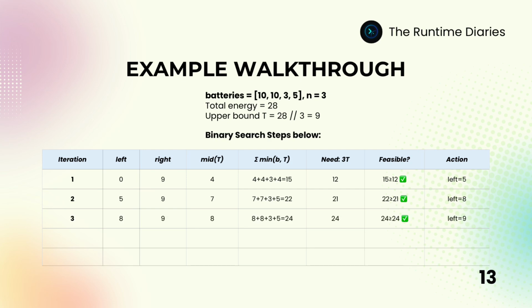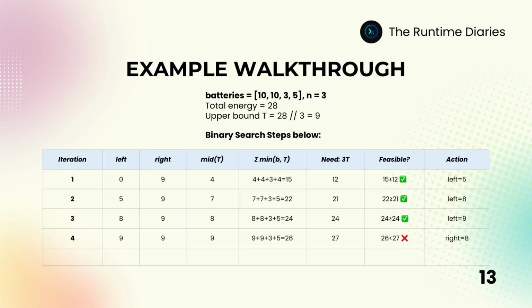The third iteration, we try t equals 8. Total available is 8 plus 8 plus 3 plus 5, which equals 24. We need 3 times 8, which is 24. Since 24 is greater than or equal to 24, t equals 8 is feasible. We move left up to 9.